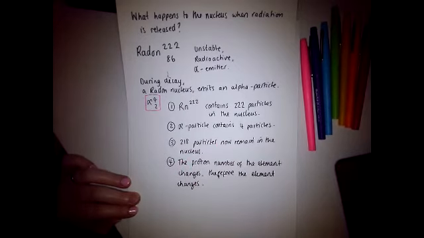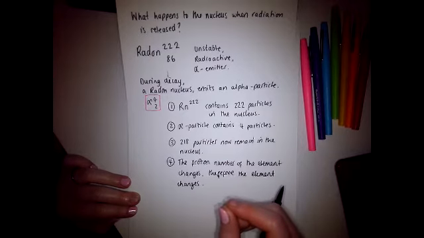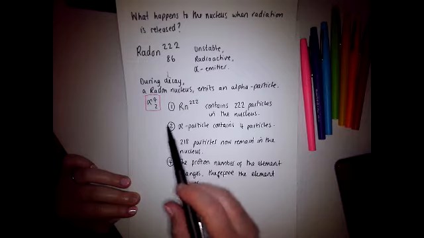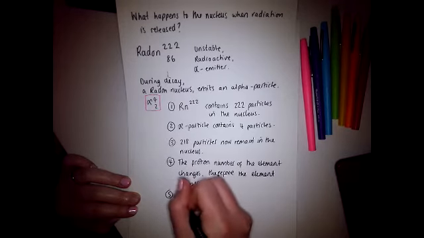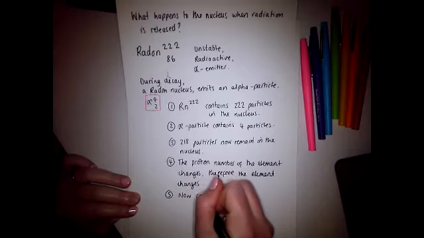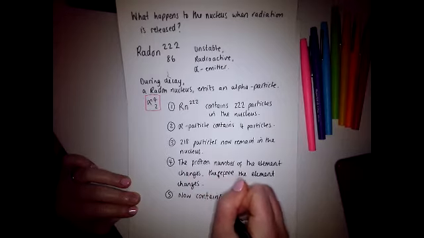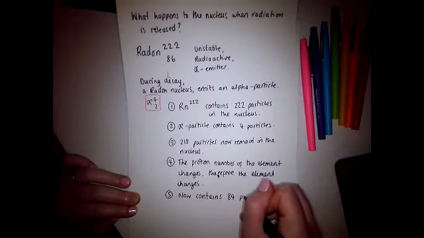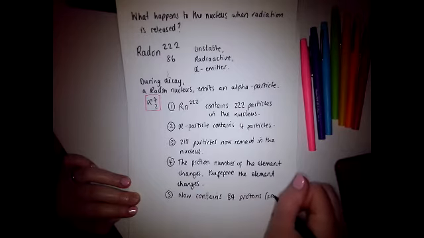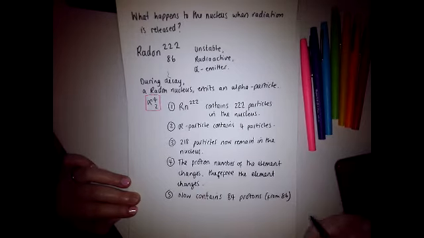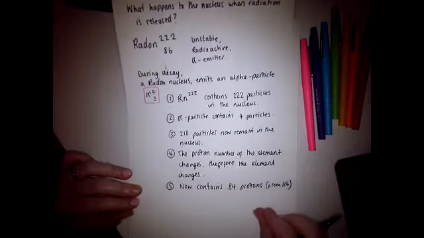So we go from radon 222 with its 86 protons. We're taking away 2, so we're going down to 84 protons. So it now contains 84 protons, from 86, just in case you can't do that maths. So what's the new element?